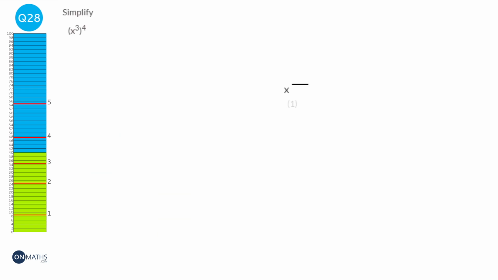When something gets to the power of 4, you times it by itself 4 times. So we're going to do that to the x cubed here. So we've got x cubed times x cubed times x cubed times x cubed. Now when two powers of the same base are multiplied together, you add the powers together. So here we can add the 3, the 3, the 3, and the 3. And that will give us x to the power of 12.